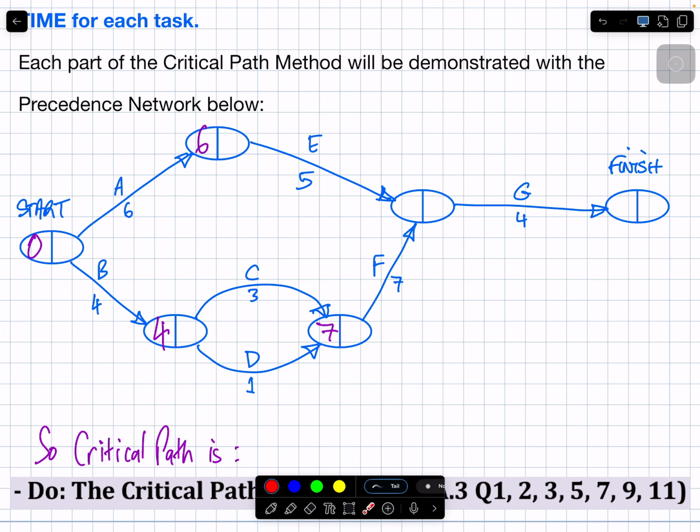Are there multiple ways to get to this node? Okay, I want the biggest number. So 6 plus 5 is 11, or 7 plus 7 is 14. What number would I be writing? 14. Do I need to make a choice for this? There's only one way there. So 14 plus 4 is 18. Forward scan has been completed. Mission objective has been achieved.